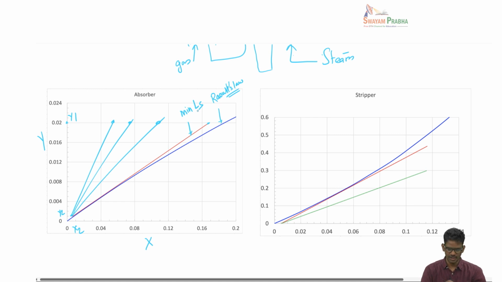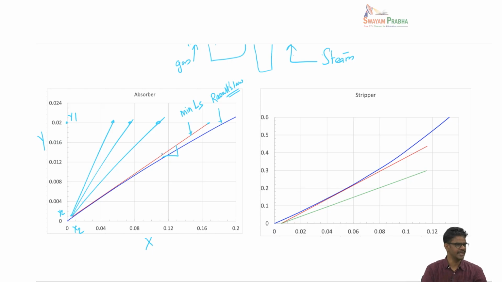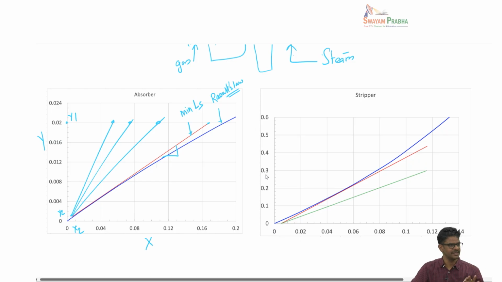You can know the slope when it touches, and we know the slope is LS by GS. GS is known. Calculate LS minimum. The question here is only to find the circulation rate, so your answer stops there. But if you are interested, you can go to the operating line corresponding to 1.5 times the minimum LS, and from there you can calculate the outlet composition of the liquid. Same thing for the stripper.